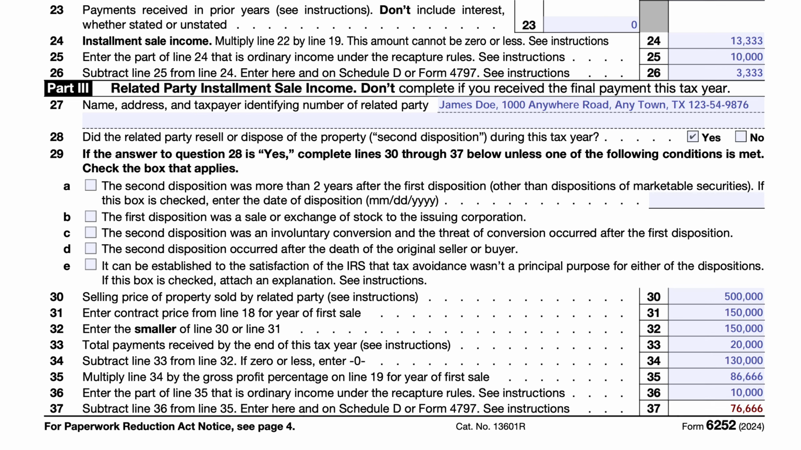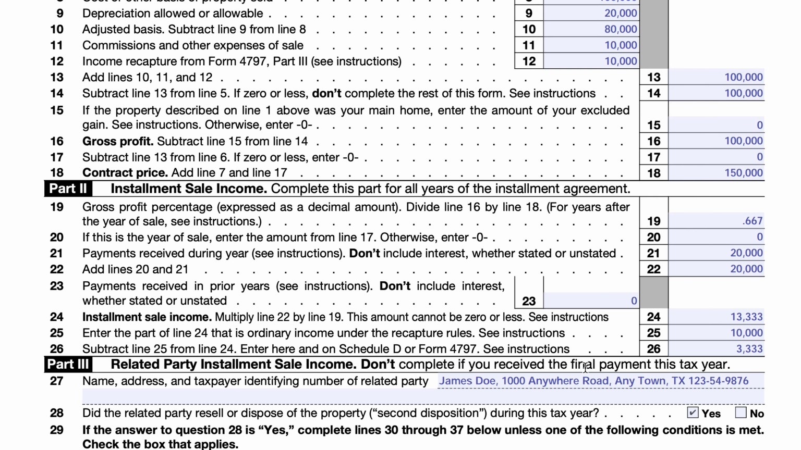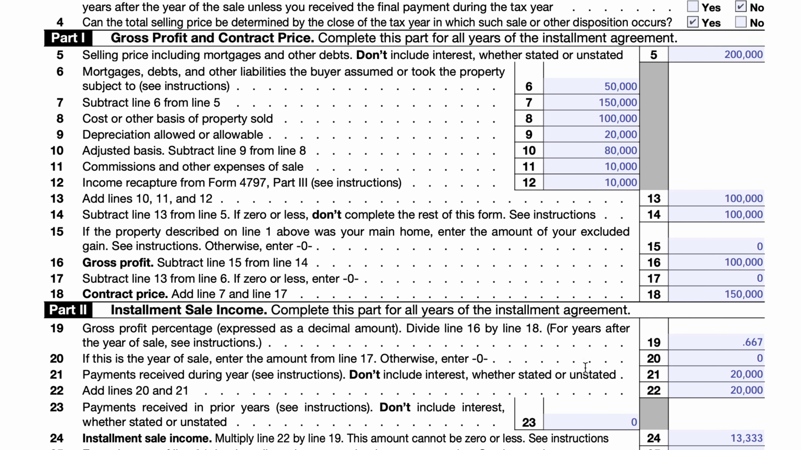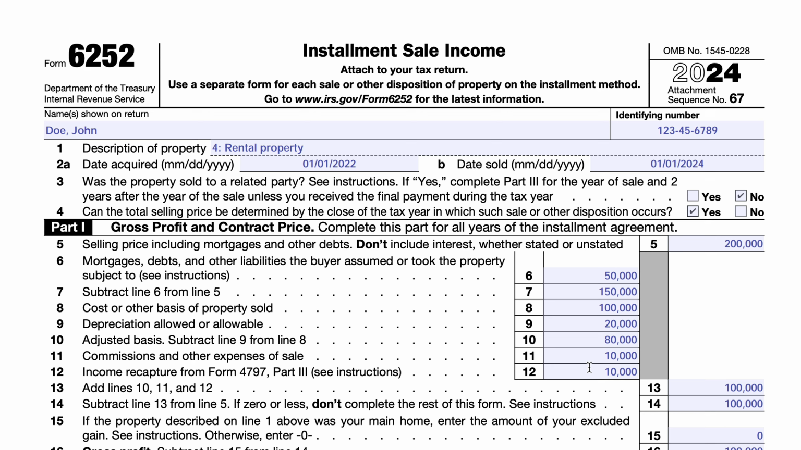So realistically, you're looking at having to report this larger number if this is installment sale income to a related party, because you're having to recognize the gain of that related party. So for most people, that shouldn't be the case, but that's the workaround that the IRS has to prevent people from using this to just kick the tax can down the road.